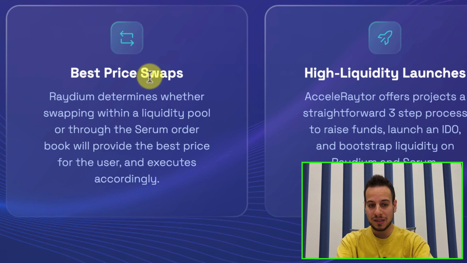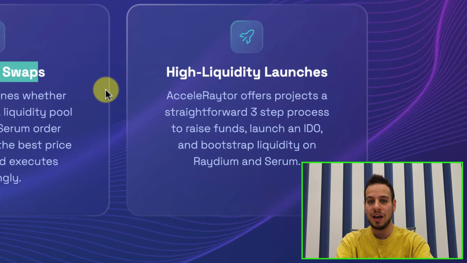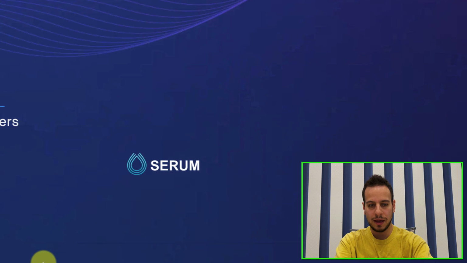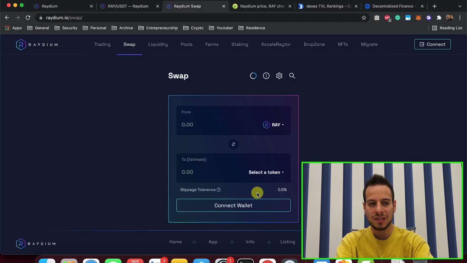So you have best price swaps. So you have the good old swaps that you are familiar with from SushiSwap, Uniswap, PancakeSwap, and you have a lot of launches. You have Launchpad on Raydium, IDOs. So new projects are launching on Raydium, and this is super cool. This is the main page. Now let's go into the Raydium application.